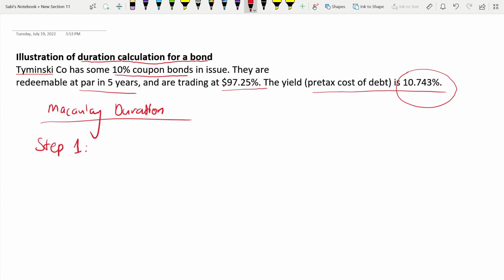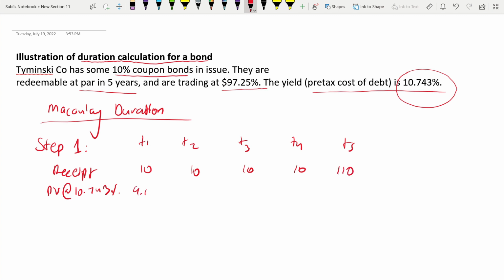So you do time 1, time 2, time 3, time 4, time 5, the receipt, and the present value at 10.743%. What is the receipt? It is a 10% coupon bond. So first year 10, second year 10, third year 10, fourth year 10, fifth year 10 plus 100, which is 110. When you discount, you will get 9.03, 8.15, and so on. Here you cannot use the discount factor table.